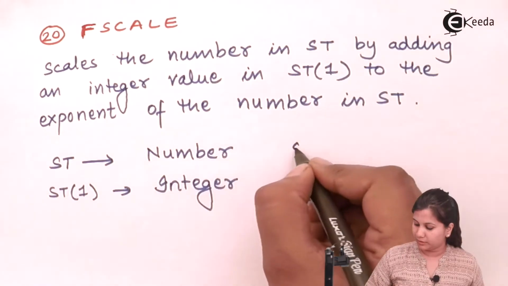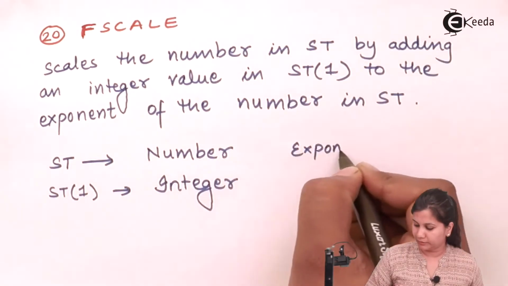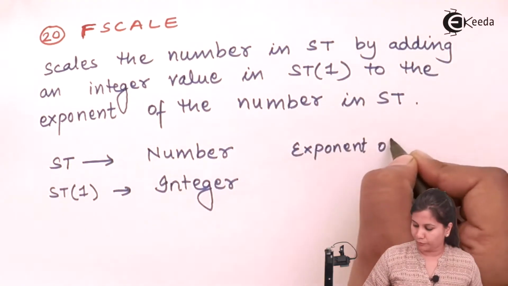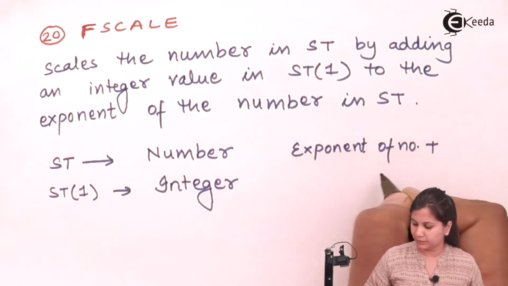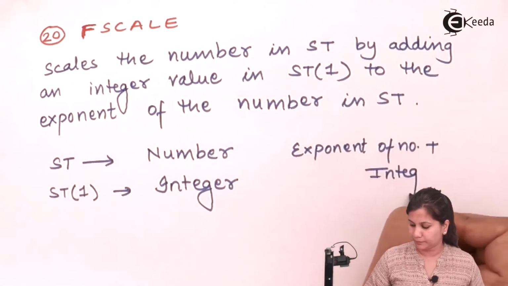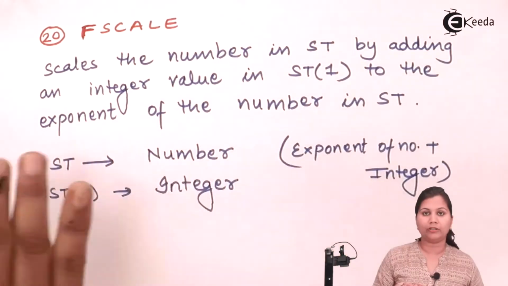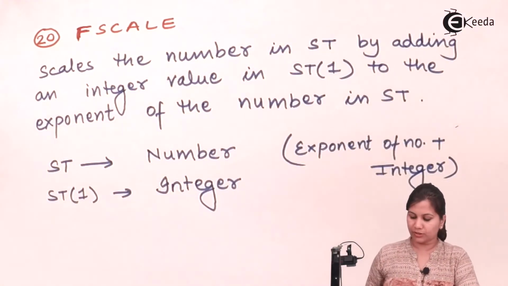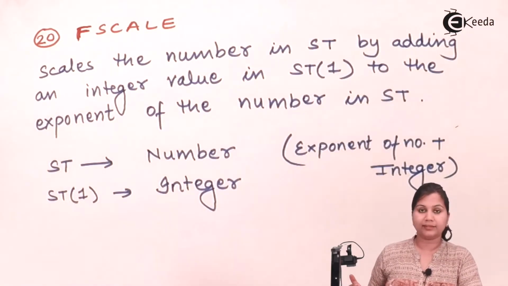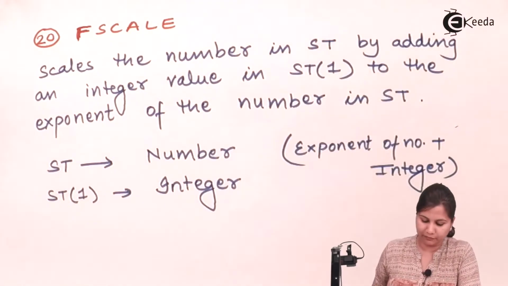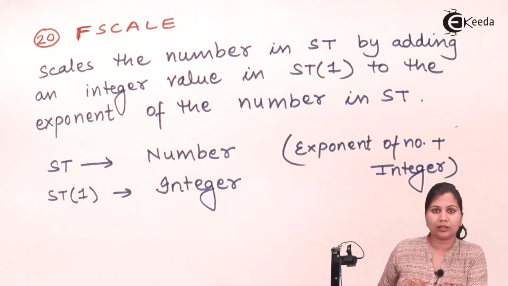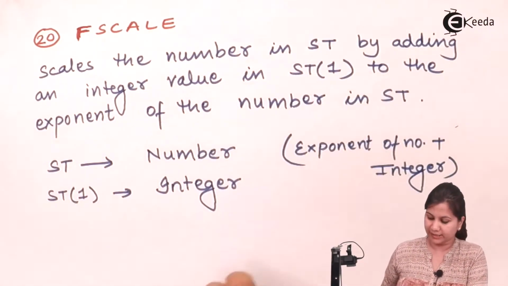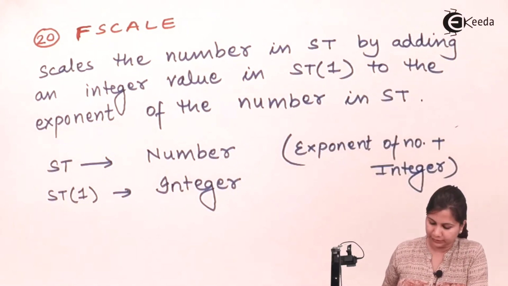So here, exponent of number plus the integer. This is how scaling of the number is done. So this instruction is going to scale the number, and it is a fast way of multiplying numbers by integers, that is, in powers of 2. It is the fast way of multiplying the numbers.